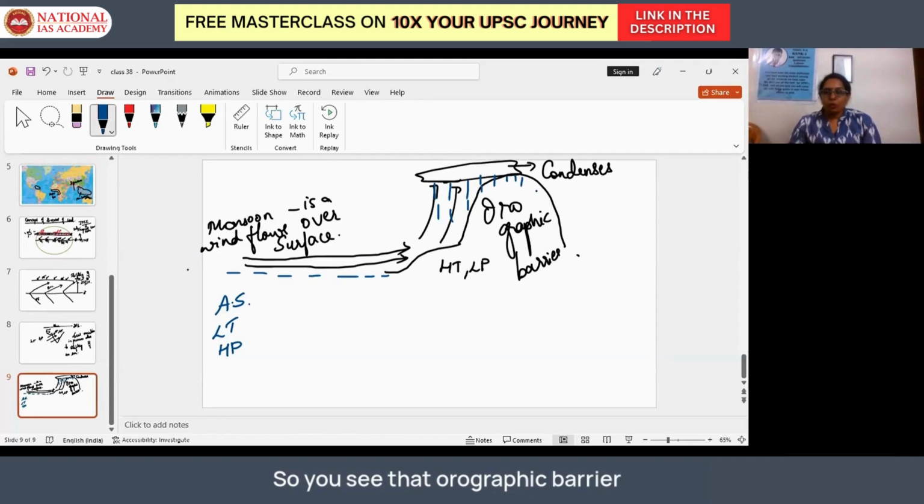You see that an orographic barrier is present in the Western Ghats. It is present in the northeastern mountains. It is present in the Himalayas. That is why you get rainfall near these belts. So the orographic barrier is very important to create instability, or forced instability, in the atmosphere for it to give rainfall. This is the next characteristic.